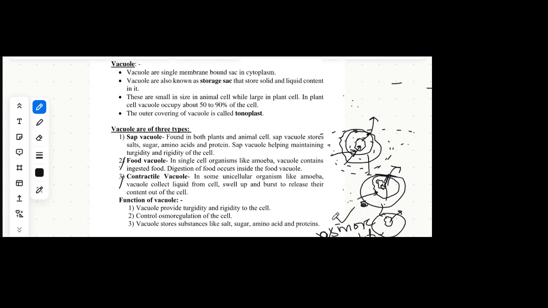Now, the functions of vacuoles are: mainly sap vacuole provides turgidity and rigidity to the cell, and osmoregulation is controlled by the contractile vacuole of the cell. For example, in amoeba, vacuole stores substances like salt, sugar, amino acid, and protein, and that's why it is also known as storage sac. I hope you enjoyed this lecture.